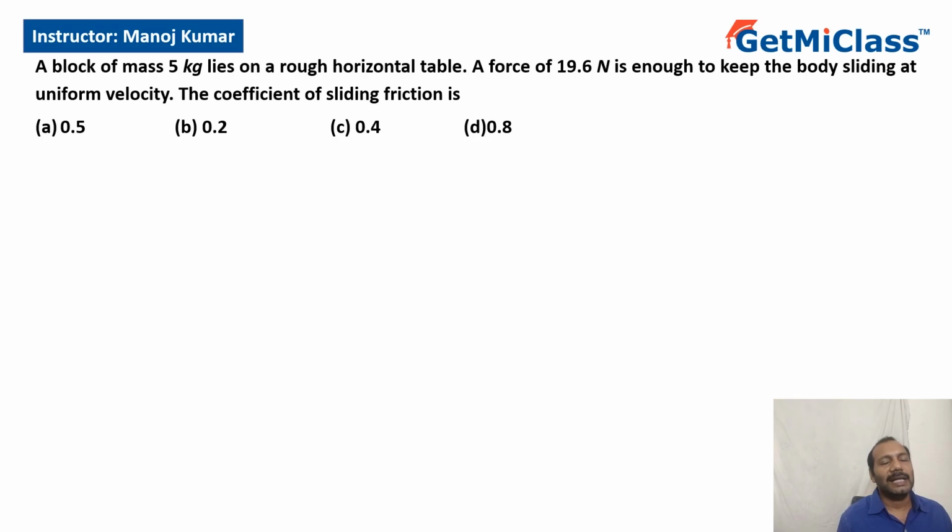That means applied force is equal to frictional force. So because applied force is equal to frictional force, the net force acting on it is 0. So frictional force is how much? Applied force, that is 19.6 Newton.